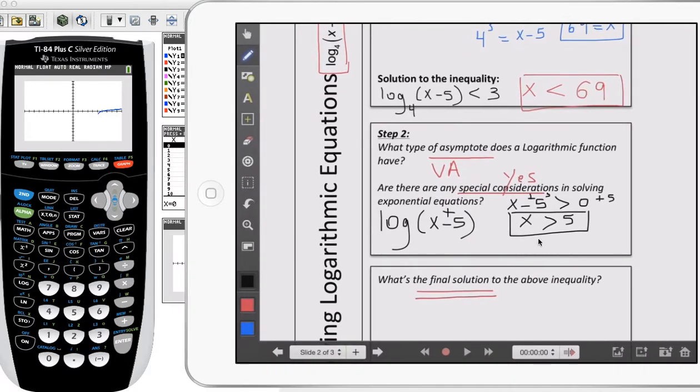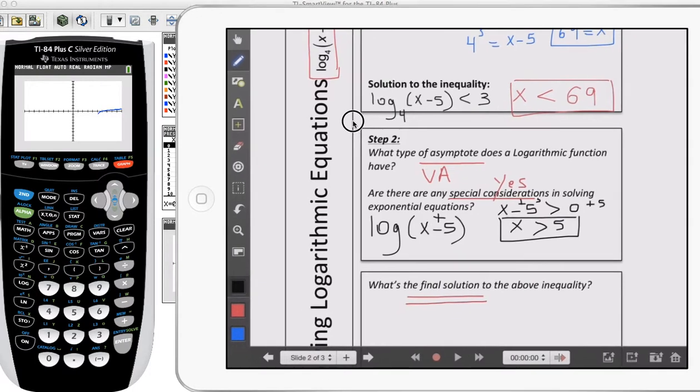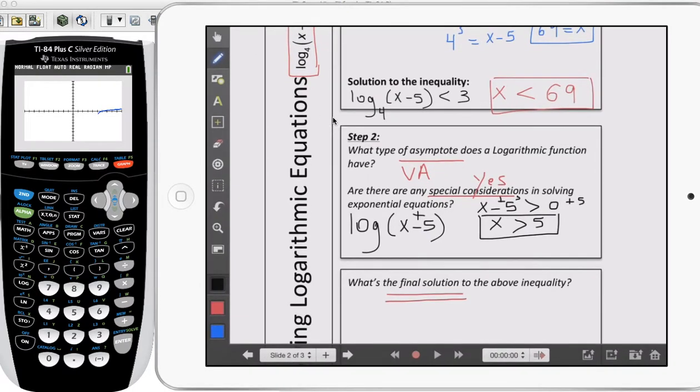This is what I just said. X should be greater than 5. X cannot be equal to 5 because your function will not touch your asymptote. X cannot be less than 5 because your graph is not going to go beyond your asymptote. So every time you have a logarithmic function or inequality, you have to take some special considerations because of the vertical asymptote over here. How do you do that? You take the argument, which is in this case x minus 5, and you have to remember that it has to be positive, which is greater than 0, and then you solve for x.